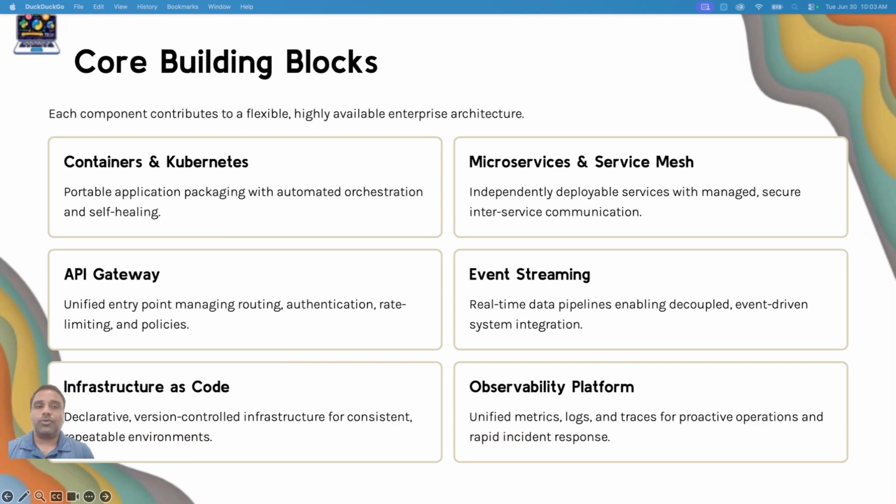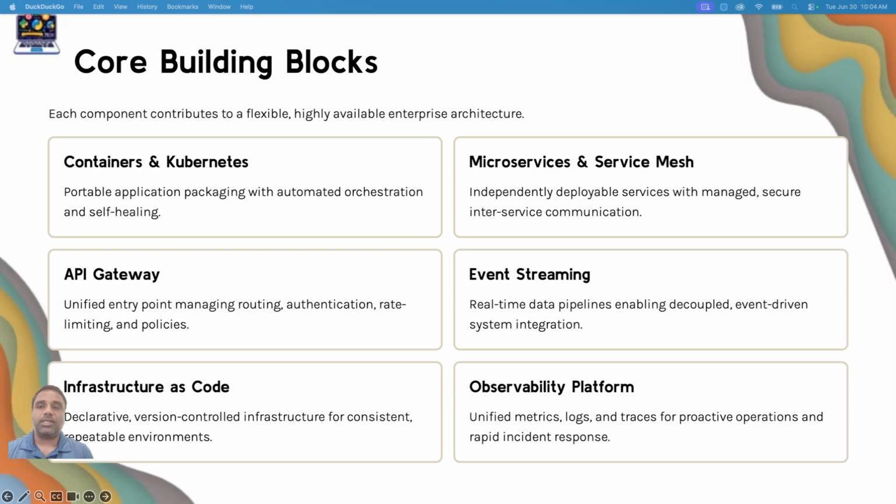Let me walk you through the 6 core building blocks that make up a cloud native enterprise architecture. The first one on this list is containers and Kubernetes: portable packaging for your application, with automated orchestration and self-healing. The second one is microservices and service mesh: independently deployable, scalable services with managed, secure inter-service communication.